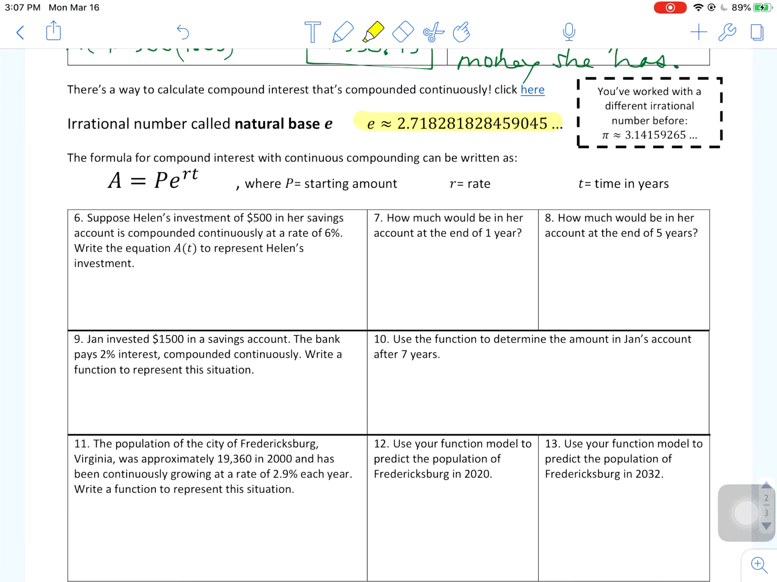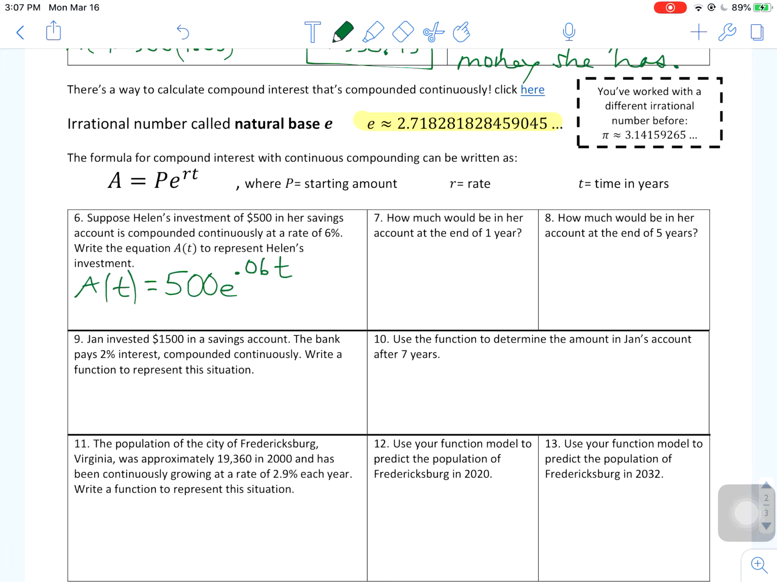Number 6, suppose Helen's investment of $500 in her savings account is compounded continuously at a rate of 6%. Write the equation A(t) to represent Helen's investment. So A(t) equals P for principal, 500. e is that irrational number that just stays e. 6% as a decimal is written as 0.06, and then t is the time. So that's all they're looking for there.